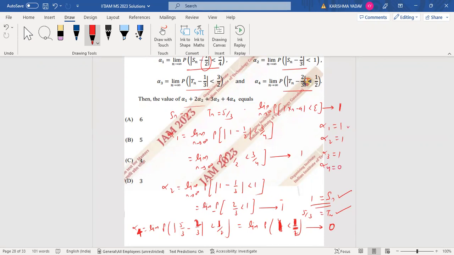Now I have the values of alpha 1, alpha 2, alpha 3 and alpha 4. I'll put these into this equation and we'll get our result. So let's just put it.